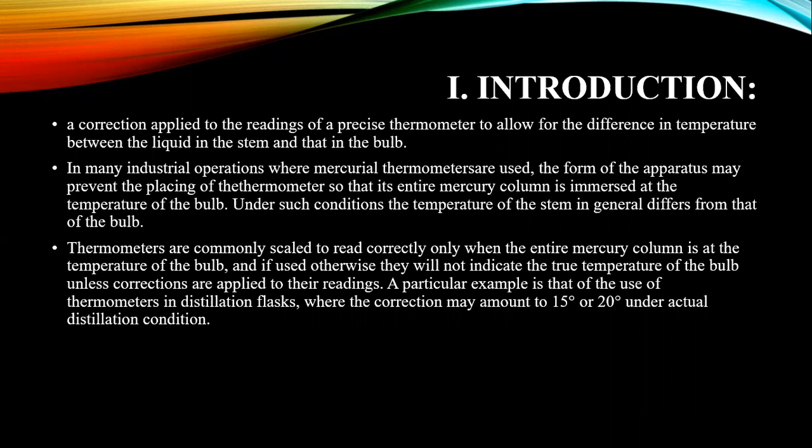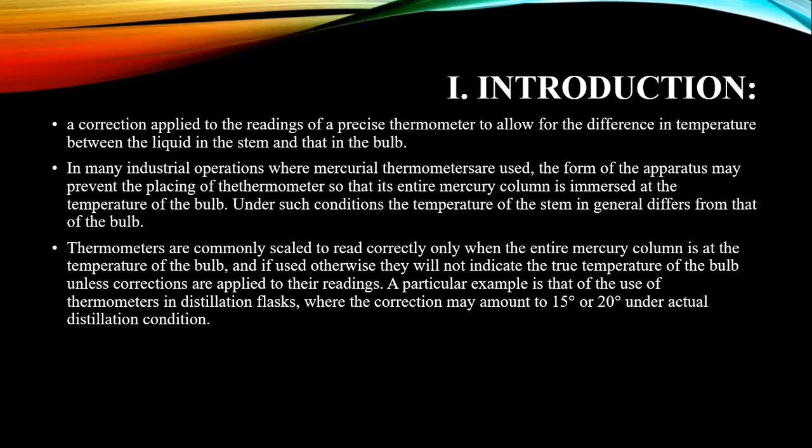A correction applied to the reading of a precise thermometer to allow for a difference in temperature between the liquid and the stem that is in the bulb. In many industrial operations where thermometers are used, the form of the apparatus may prevent the placing of the thermometer so that its entire mercury column is immersed to the temperature of the bulb. Under such conditions, the temperature of the stem in general differs from that of the bulb.